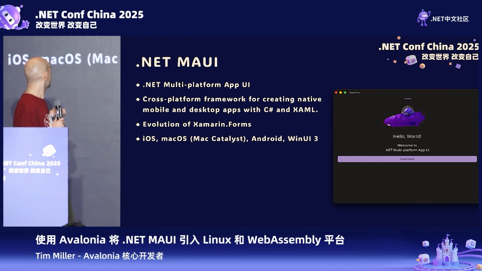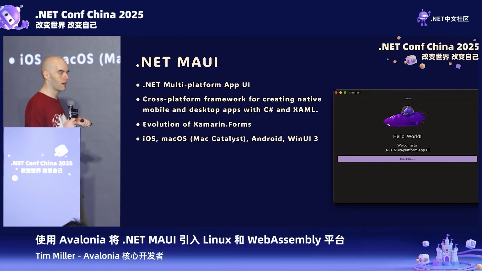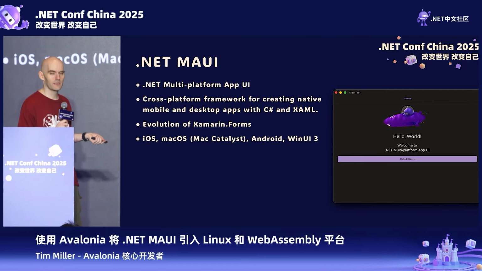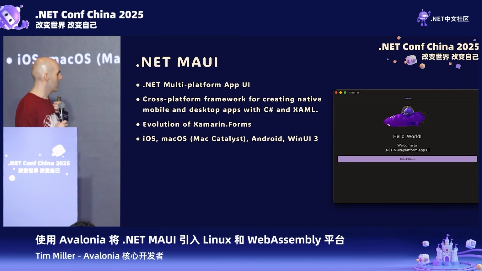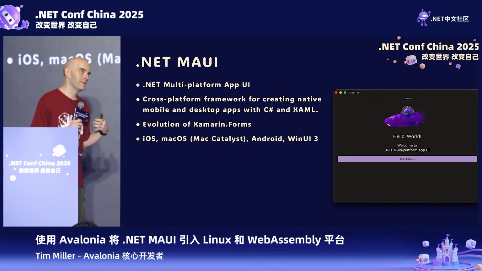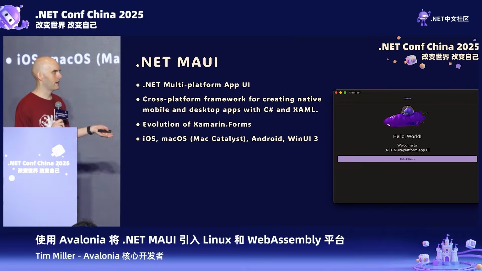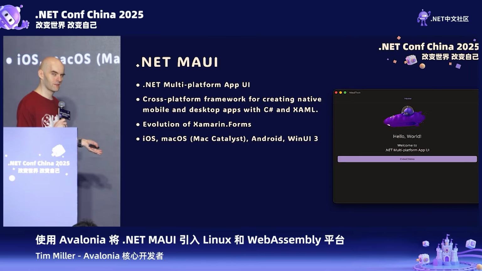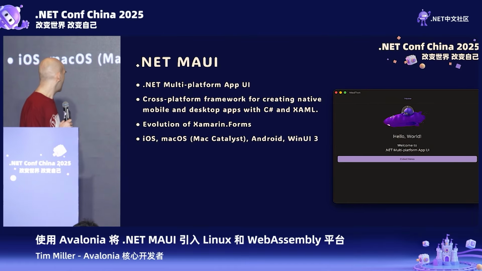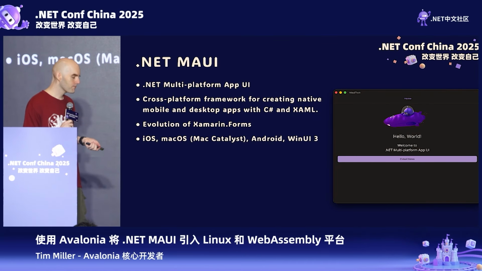So first, .NET MAUI is the .NET multi-platform app UI. It is the cross-platform framework for creating native mobile tooling with a single code base through C# and XAML. It started as Xamarin Forms, which was based on Mono, and then I think it was .NET 6 that was the first release, they decided that they wanted to redo their systems and make some architectural changes. And with that, they created MAUI. It is on iOS, macOS through Catalyst because it's bound to UIKit, Android, and WinUI 3 for Windows.